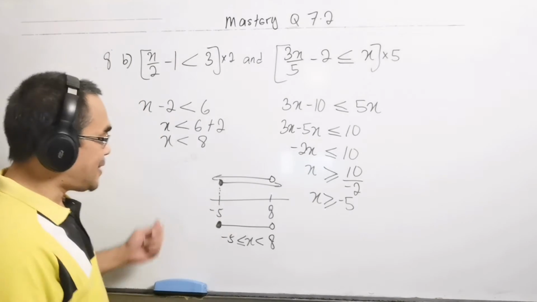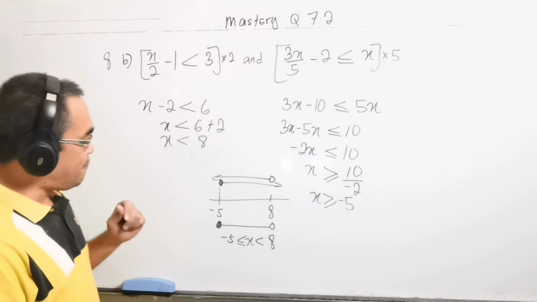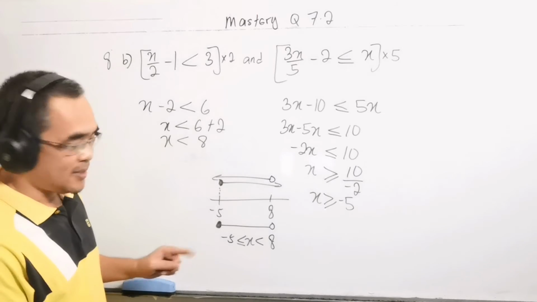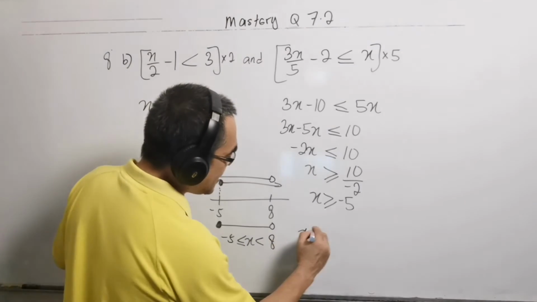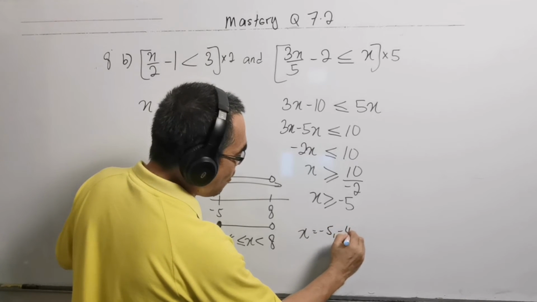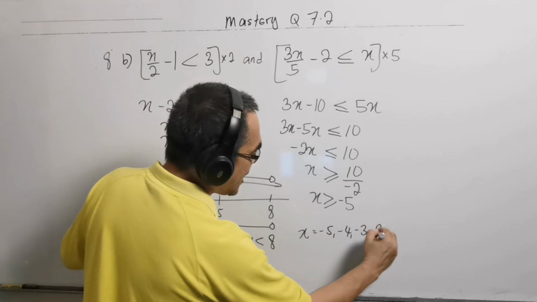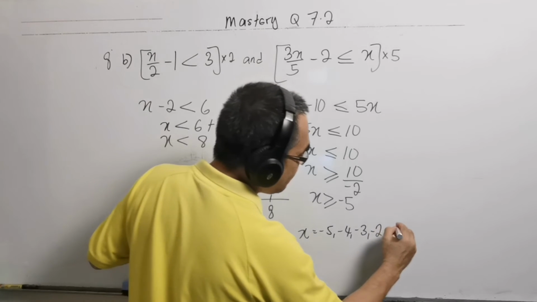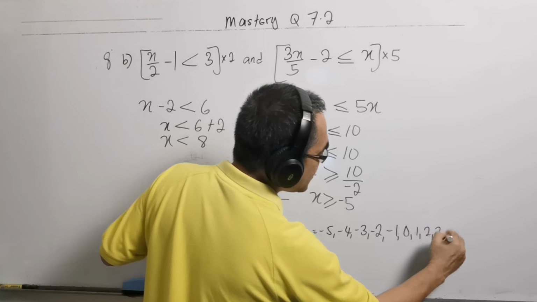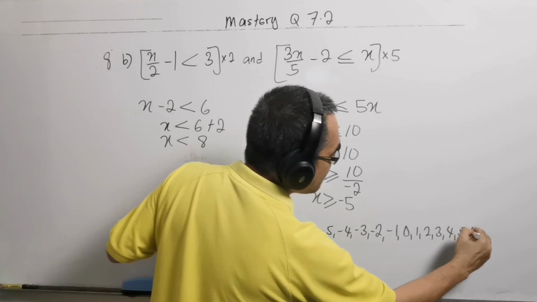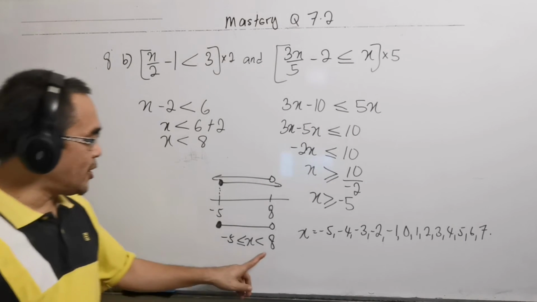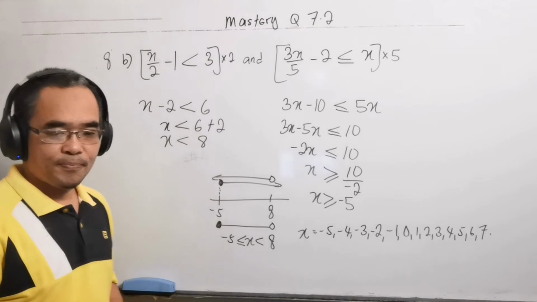In case sometime they will ask you if x are integers, what are the values of x? So we say x is equals to -5, -4, -3, -2, -1, 0, 1, 2, 3, 4, 5, 6, and 7. Until 7 only, because not including 8.